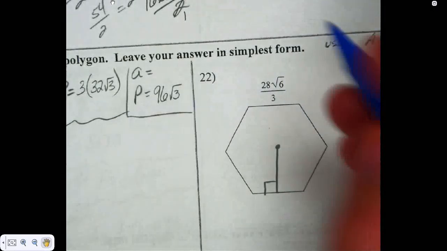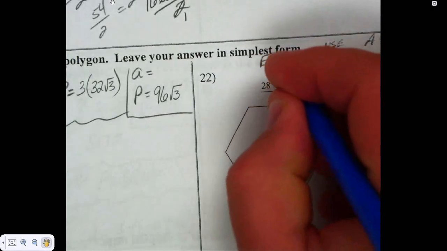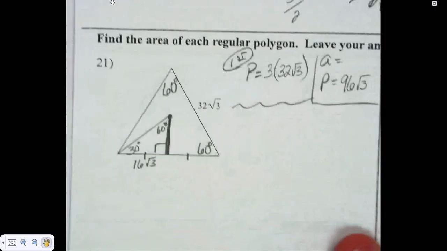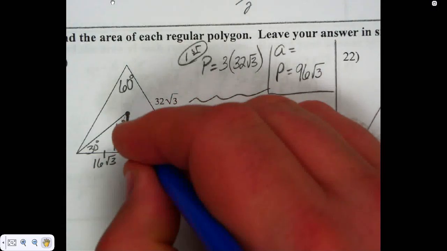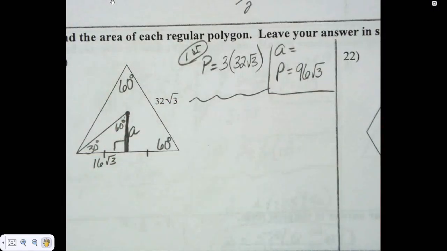And let's see how accurate we need to be. We're leaving our answer in simplest form, so that means exact. So we need to leave things in simplest radical form. Well, what type of triangle am I left with? I need to find this apothem right here, don't I? What type of triangle do I have?